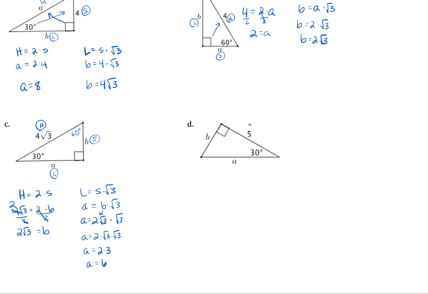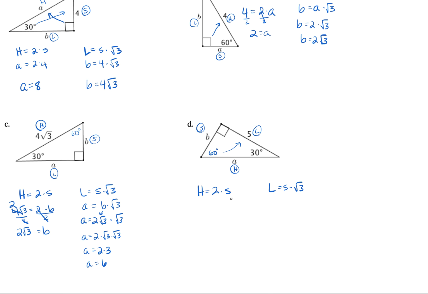Lastly, let's take a look at D. Label our sides. Across from the 90 is A, which is going to be our hypotenuse. Across from my 30 is B. That'll be my short leg. So that means that this is my 60-degree angle and that is my long leg. I write out my formulas. H equals 2 times S, and L equals S times the square root of 3.